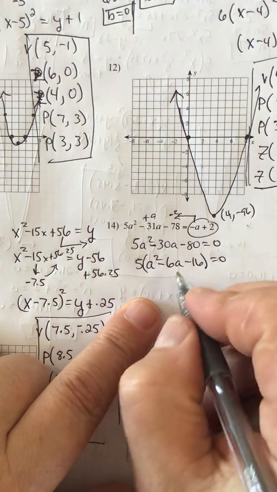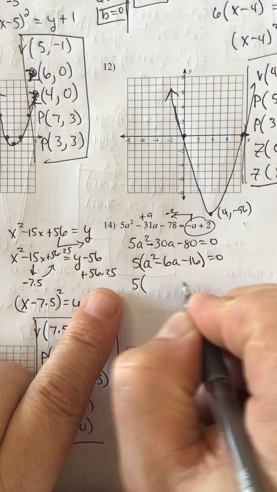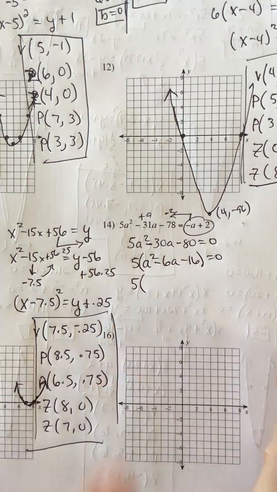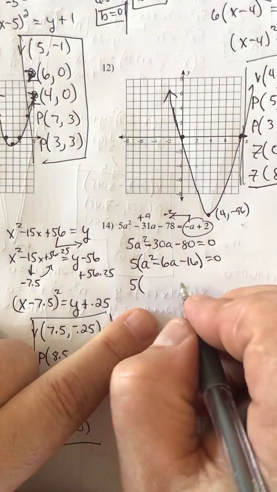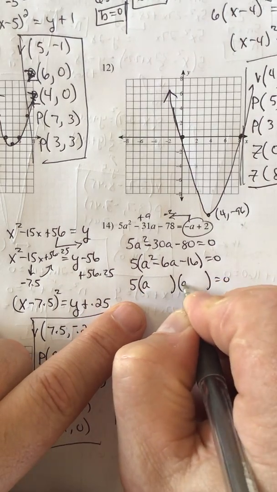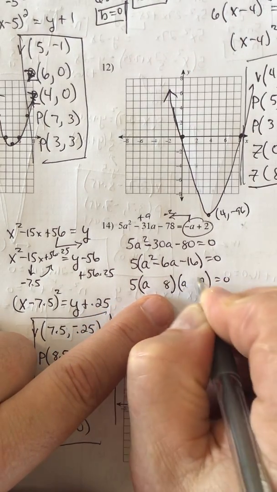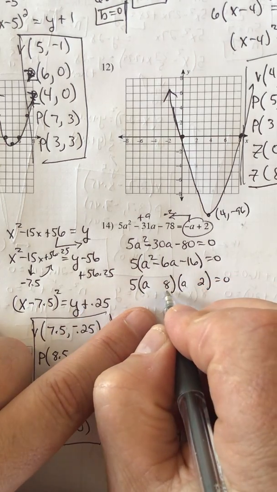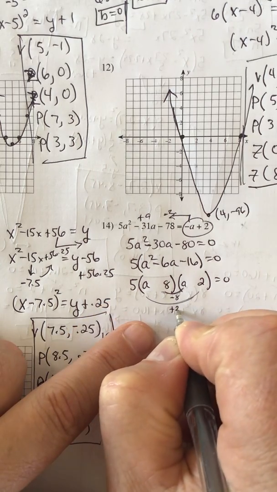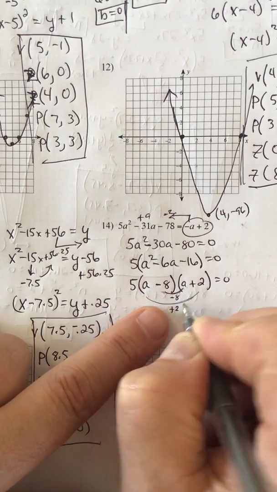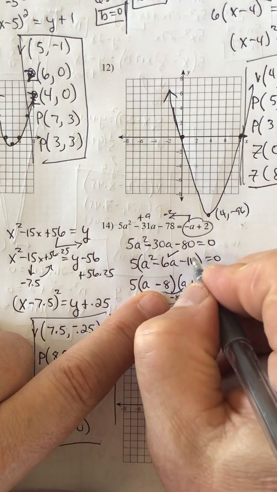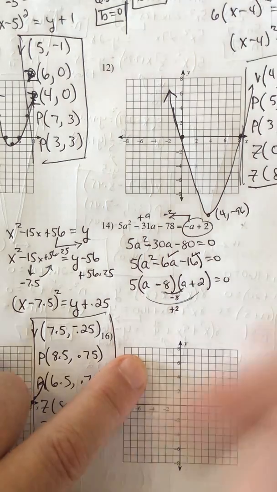Okay, so I need to try to get the zeros here. So let's see, something that multiplies to 16 while adding to 6. How about 8 times 2? So I need 8 and 2. 8 times 2 is 16, but they need to add up to negative 6. So if I make this negative 8 and this positive 2, now negative 8 and positive 2 is negative 6, check. Negative 8 times positive 2 is negative 16, so I got it factored.